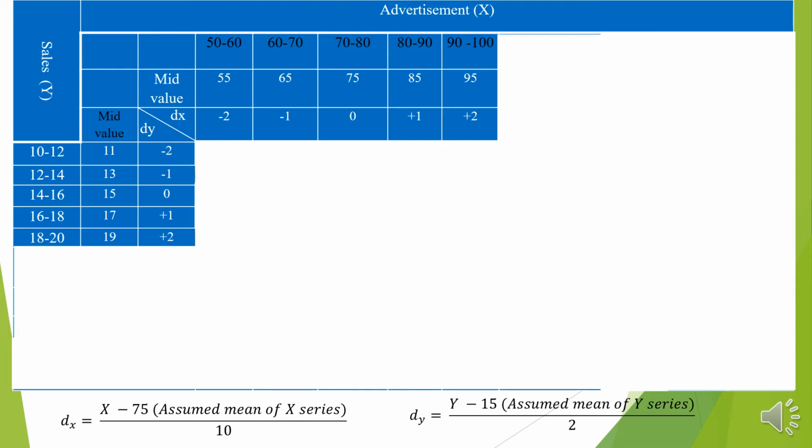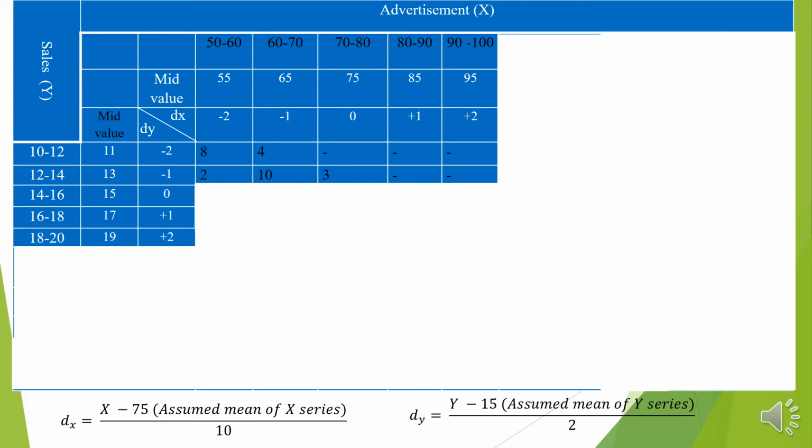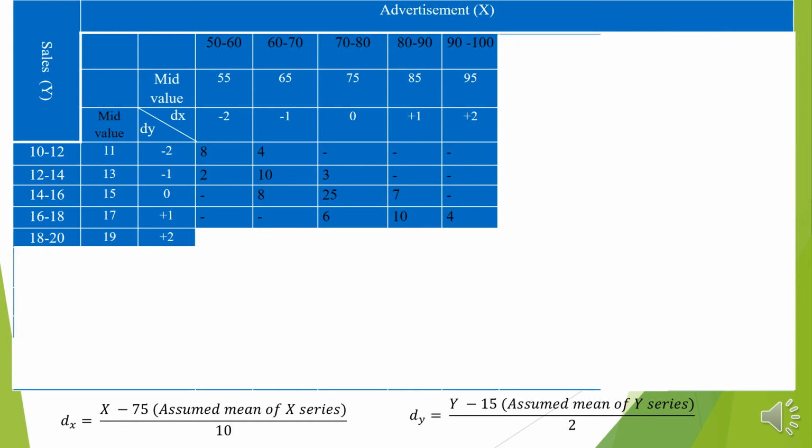Now let us write the frequencies which were shown in the table. For example, in the first row we have 8 and 4, in the second row 2, 10 and 3, and next we have 8, 25 and 7. I have copied the table as it is from the previous page. Then 6, 10 and 4, and the last one. Okay, here it is nil, so you have to take it as 0 here.